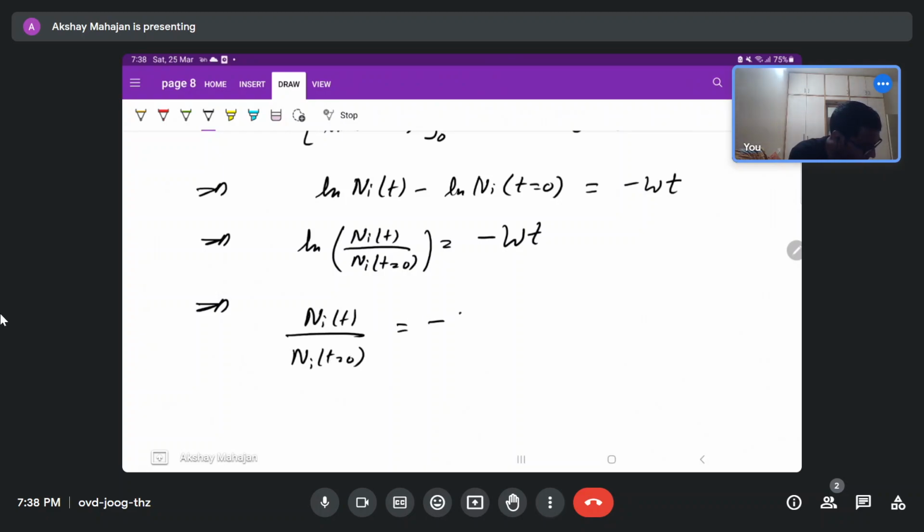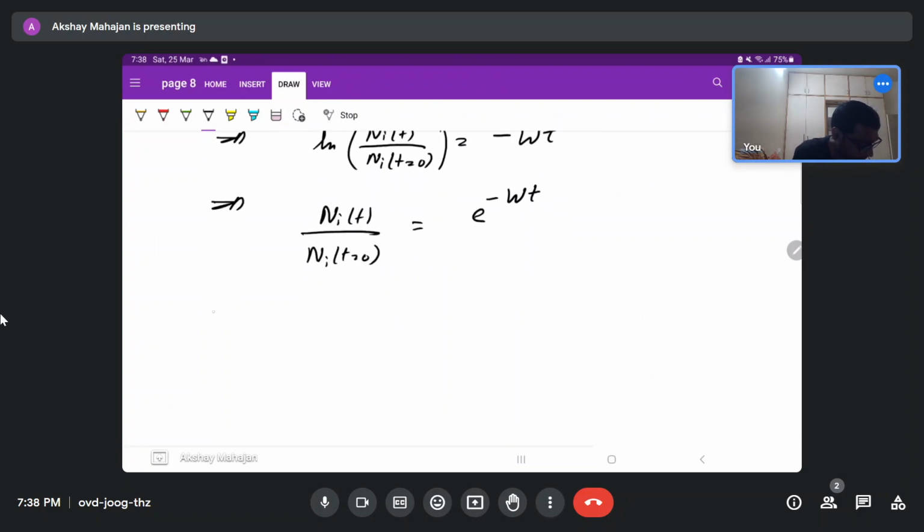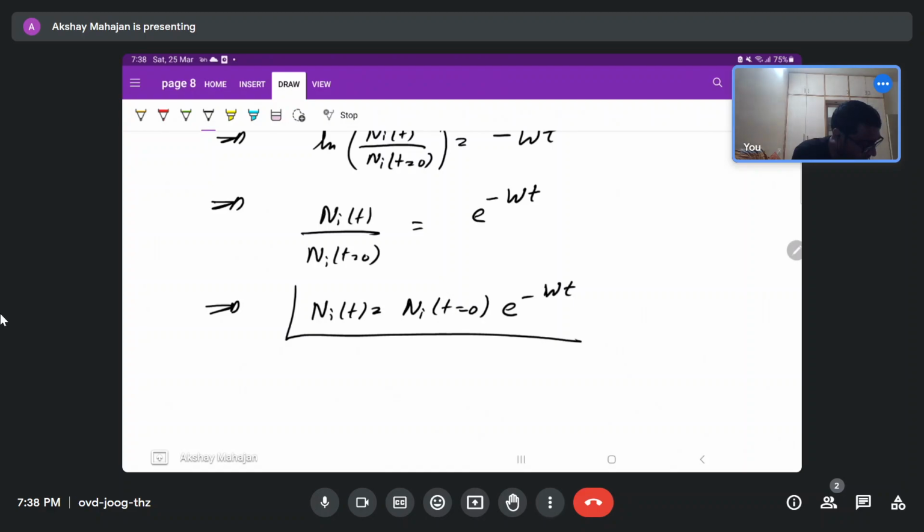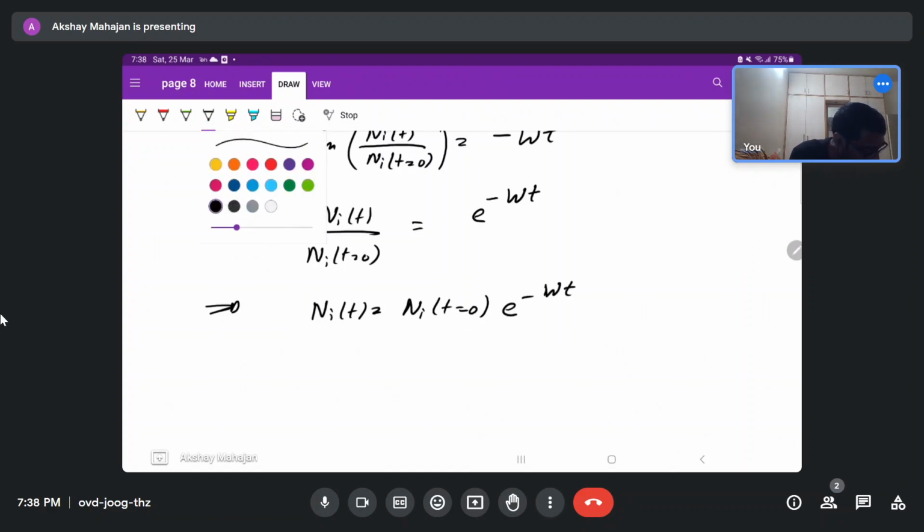times exponential to the power minus Wt. Alright, so we have obtained the relation: Ni(t) will be equal to Ni at t equals 0 times e to the power minus Wt. That is our answer.